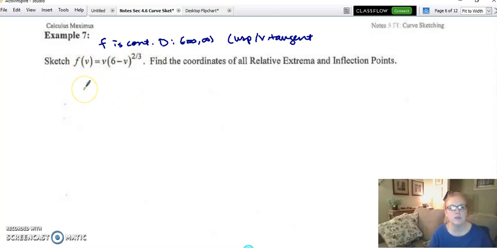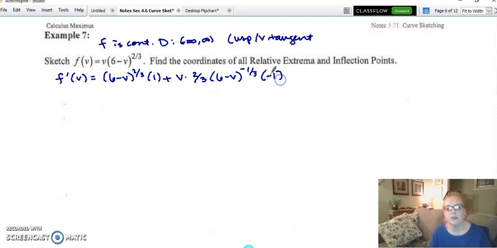So go ahead. Now I'm going to have to use the product rule on this, and also be careful here, you're going to have the chain rule because you do have composition there as well. So we're going to take a look. Let's find our first derivative. F prime of v would be our second times the derivative of the first plus the first times the derivative of the second, 2/3 (6 minus v) to the negative 1/3 times negative 1. And right there would be a mistake. That is an easily made mistake, forgetting that chain rule that's there.